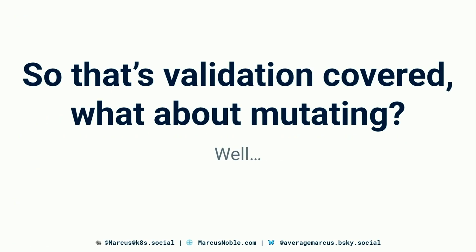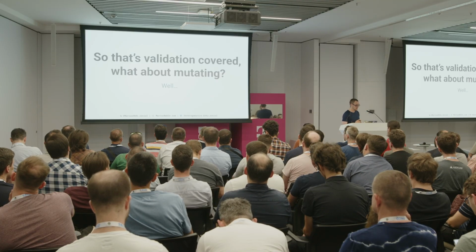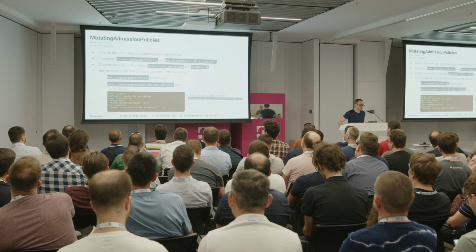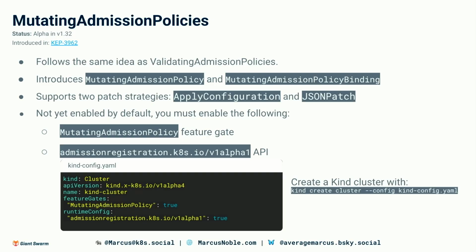Cool. So that's validation covered. What about mutating? Well, let me introduce you to mutating admission policies. Now, these are still alpha at the moment. They were introduced in Kubernetes 1.32, and I checked the release notes of 1.33 last night when I got back to the Airbnb that I was staying at, and they have not been promoted yet, unfortunately, so these are still alpha as far as I could see.